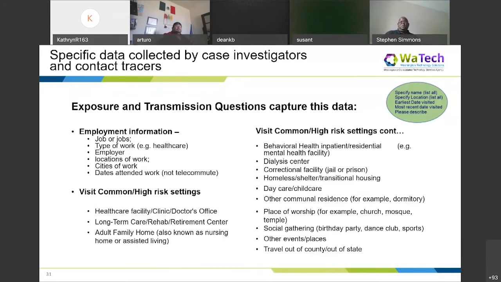And I have a little bubble in the top that talks about the scripts that I've seen that the contact tracers and case investigators are using. It includes these specific elements for each one of these places where a person might have visited. So it could possibly be a lot of information for each one of these in terms of the location, the date, and how long the person was there.